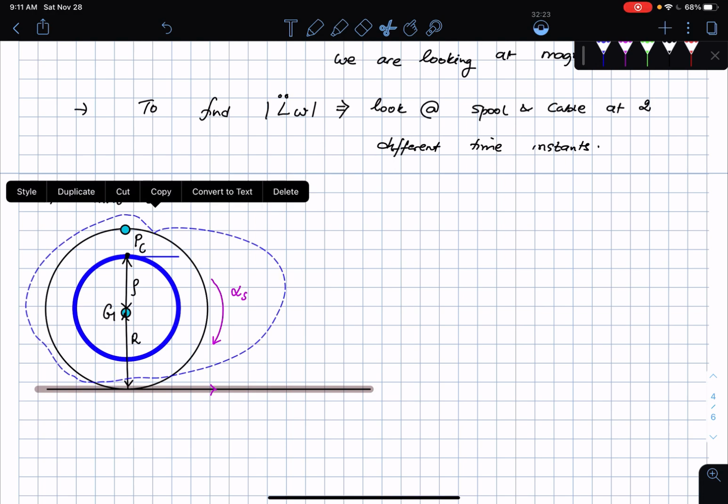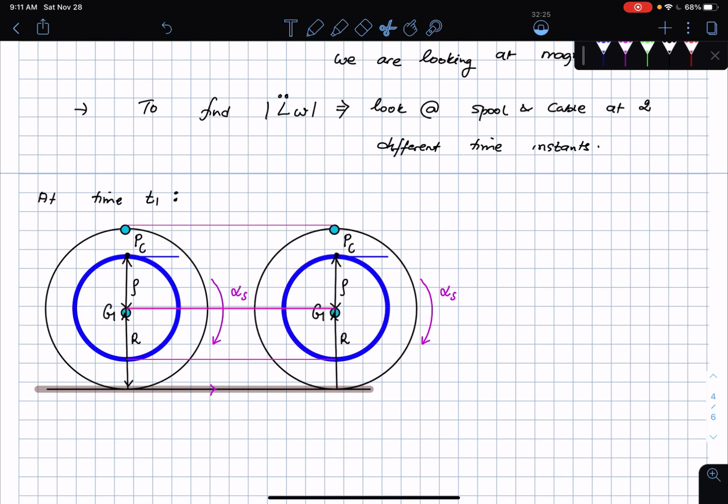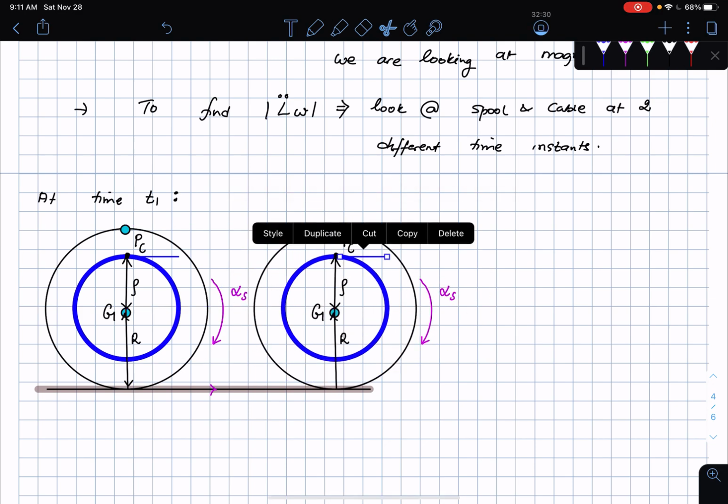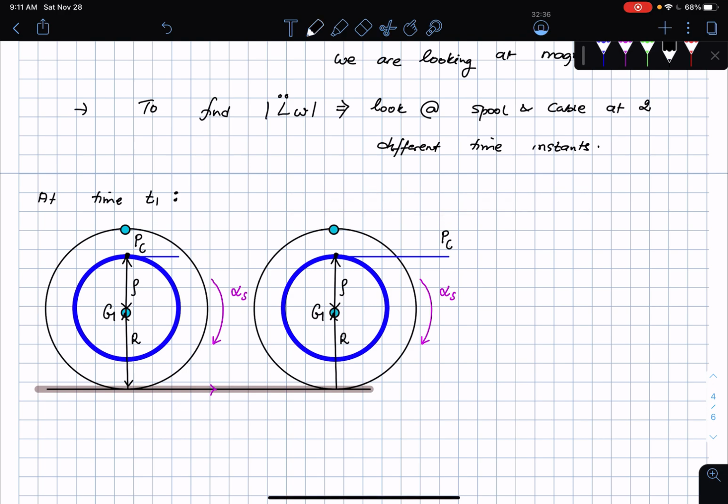rolled forward, right? So if I copy this and bring it down here, this entire thing has moved forward, which means that the point P is now going to be somewhere else. So the point P on the cable is now going to be probably somewhere here. I don't know, that could be the location of point P on the cable at some time t2. So this is at time t2.